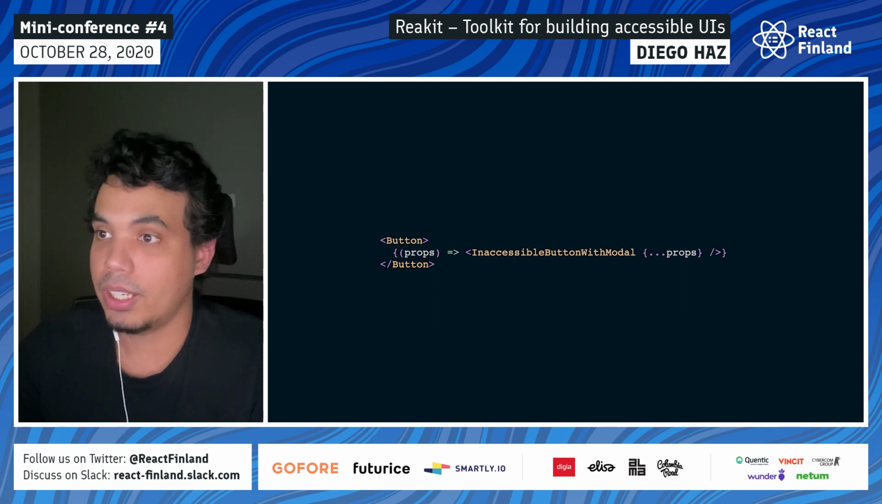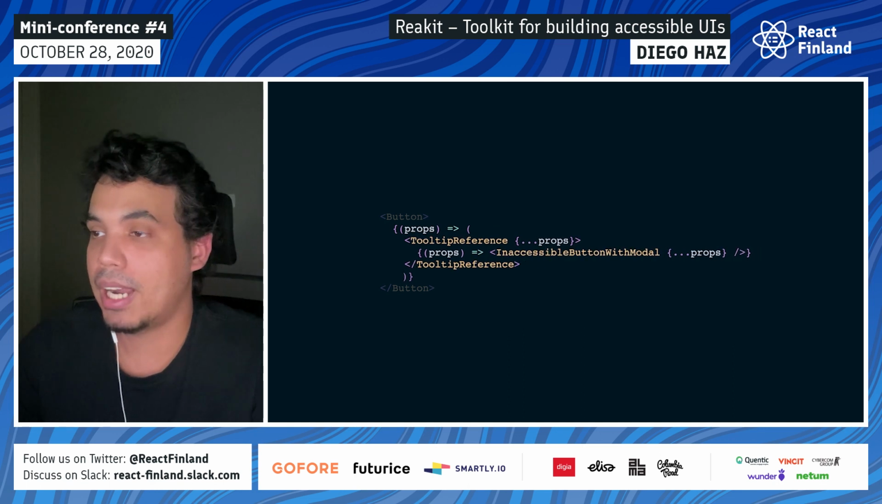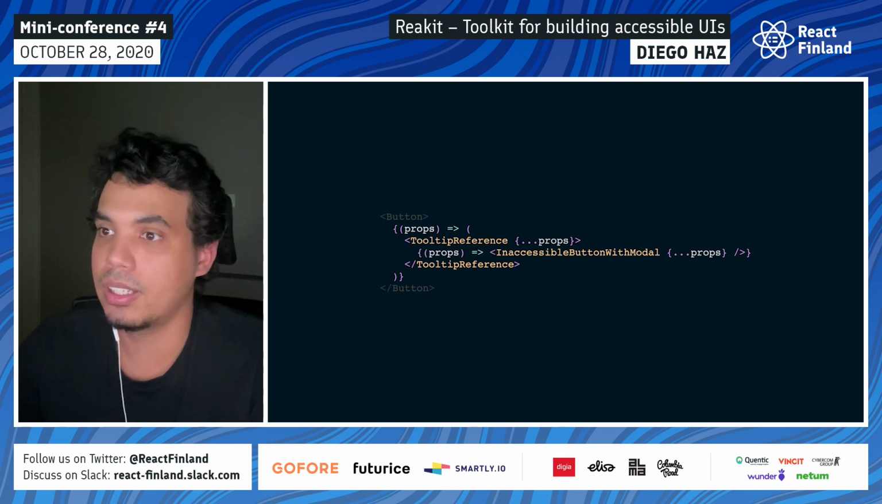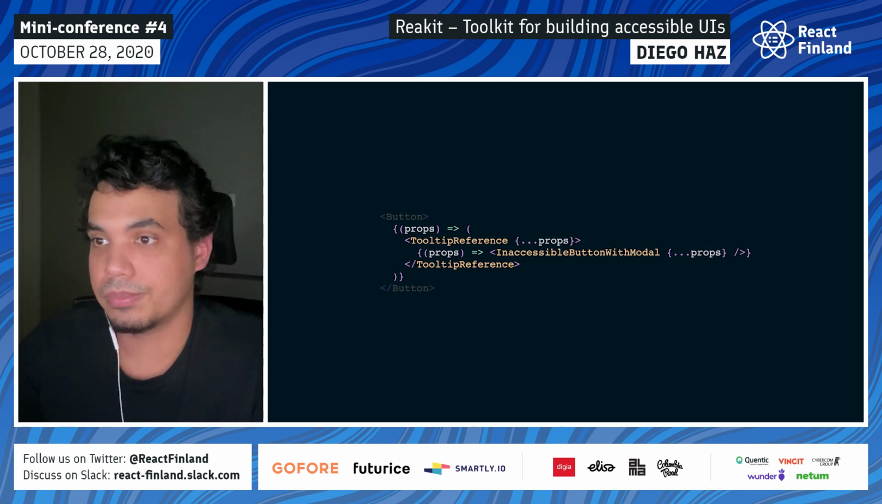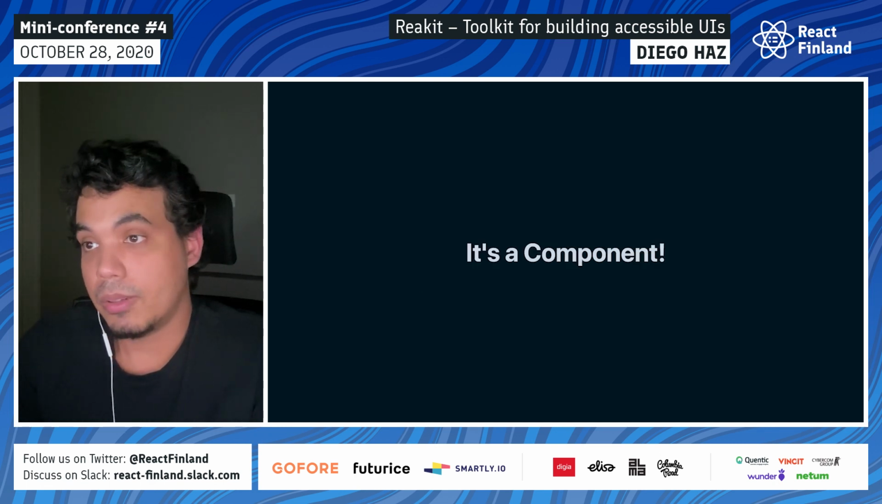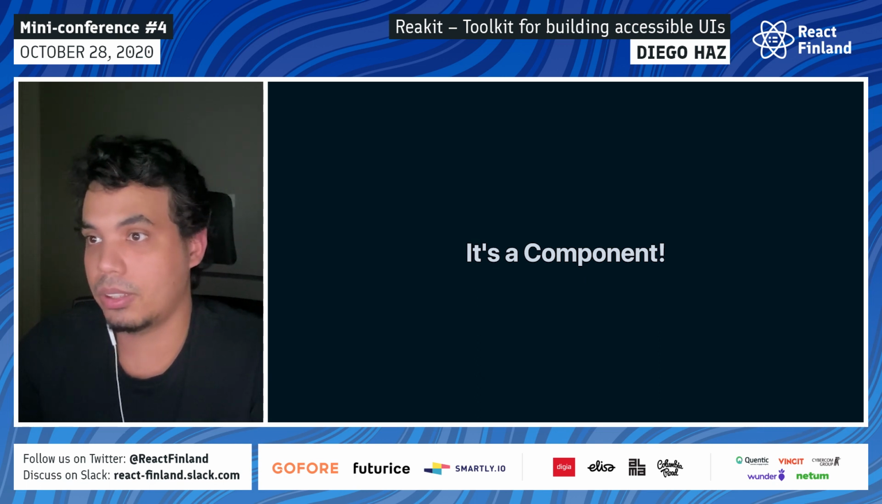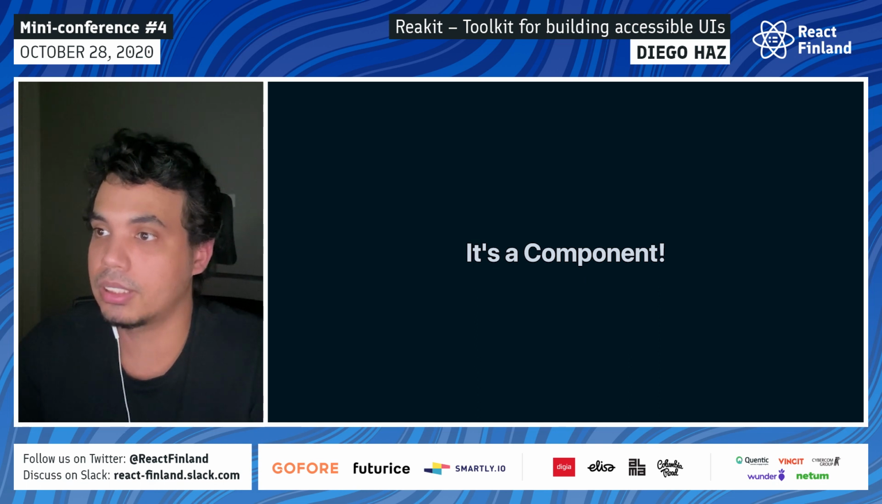And the same way as component hooks, if we use the open-close patterns in the components that implement render props, we can also combine them with other components with render props, like the tooltip reference, and this will work the same way as the component hooks. So what are the pros? Well, it's a component. It's not subject to the rules of hooks. We can also render components like React portal and context.